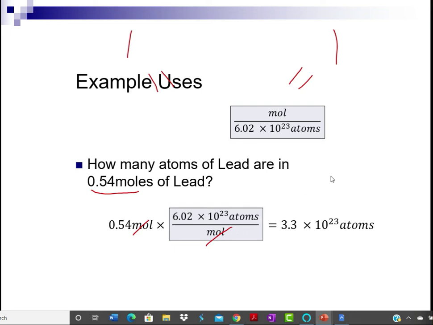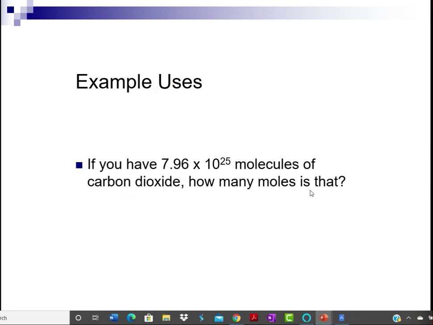This one's not where the problem comes in, it's on the next one. So let's look at the next one. If I have 7.96 times 10 to the 25th molecules of carbon dioxide, how many moles is that? Okay, so again, first things first, you always start with the given, and then I have a choice to make.